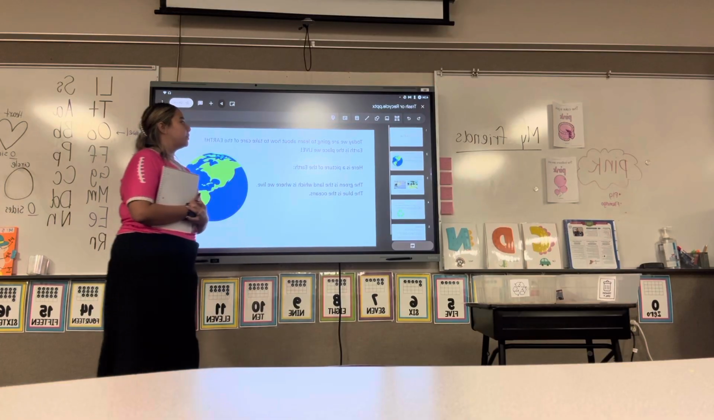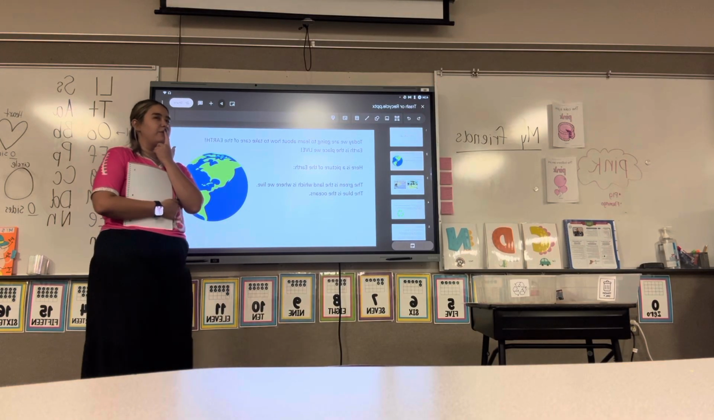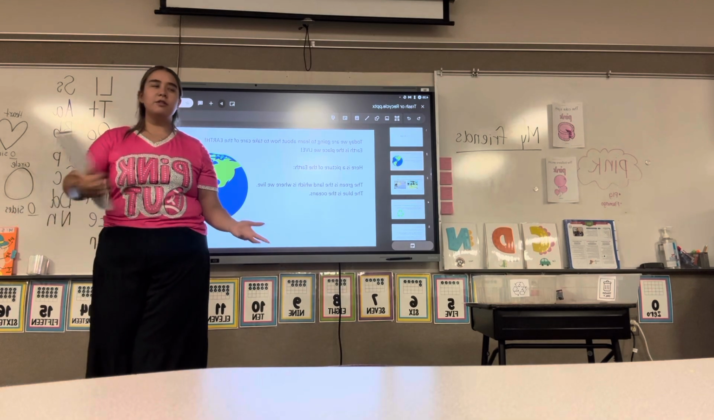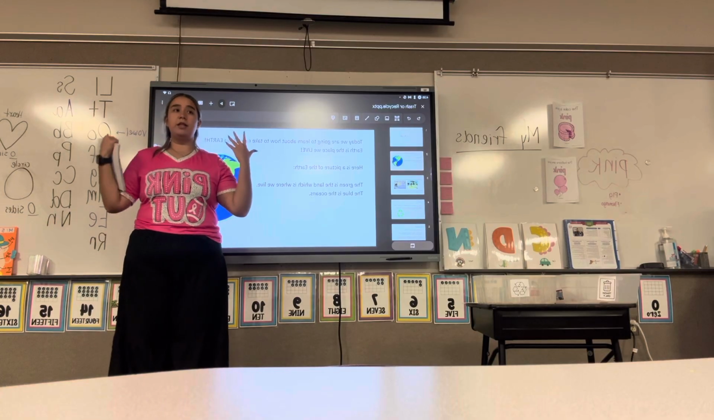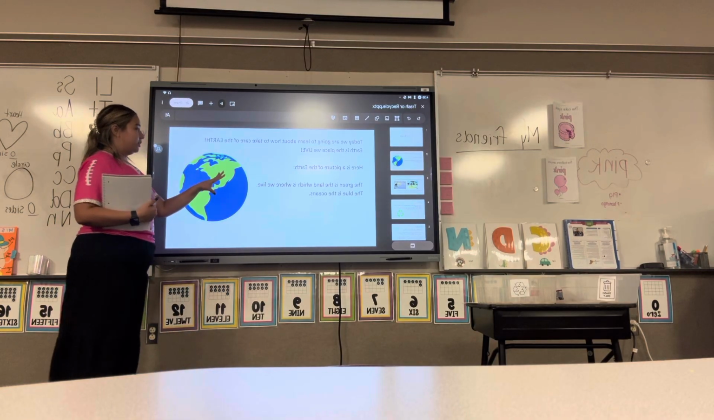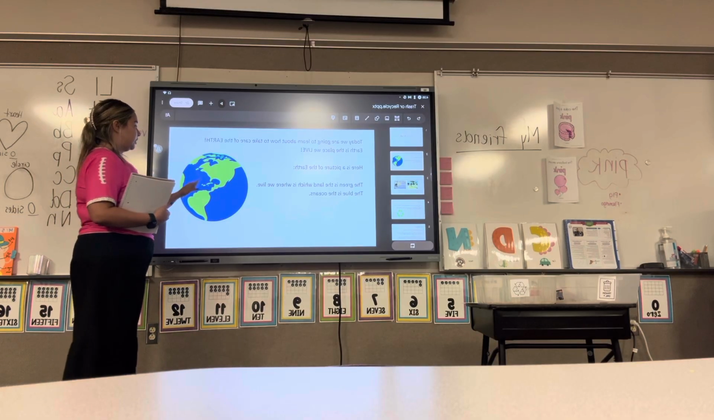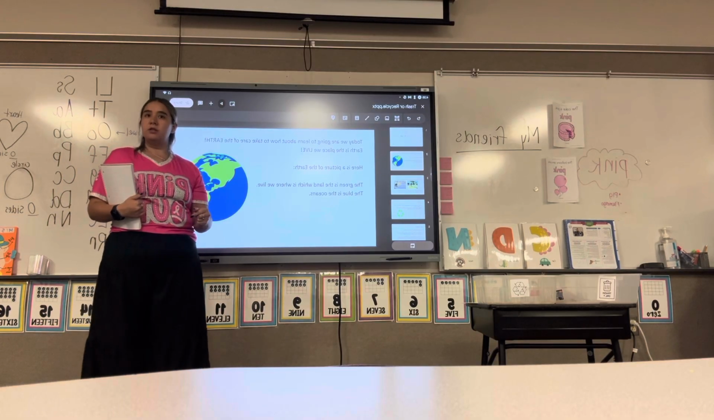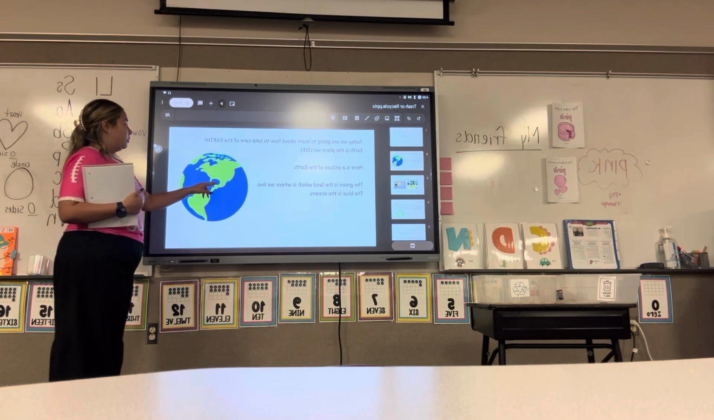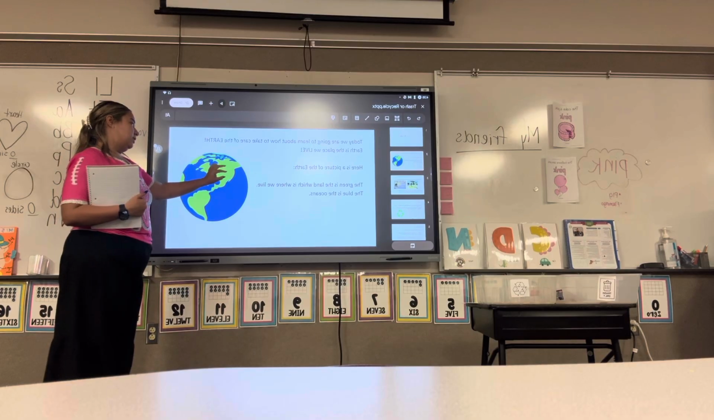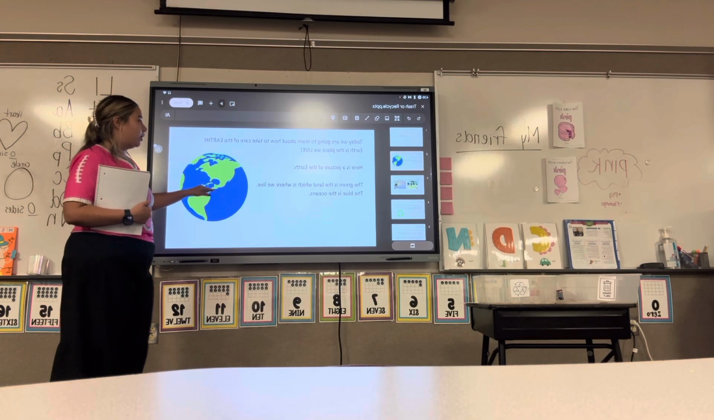Now, let's look. We're going to learn about how to take care of the earth. Does anybody know what the earth is? Let me tell you. The earth is where we live. This is the picture of our earth. The blue part is the water, which is the ocean. And the green part is the land, which is where we live. You can't tell really, but this is the United States and this is Texas over here. This is where we live. We live in the green part.